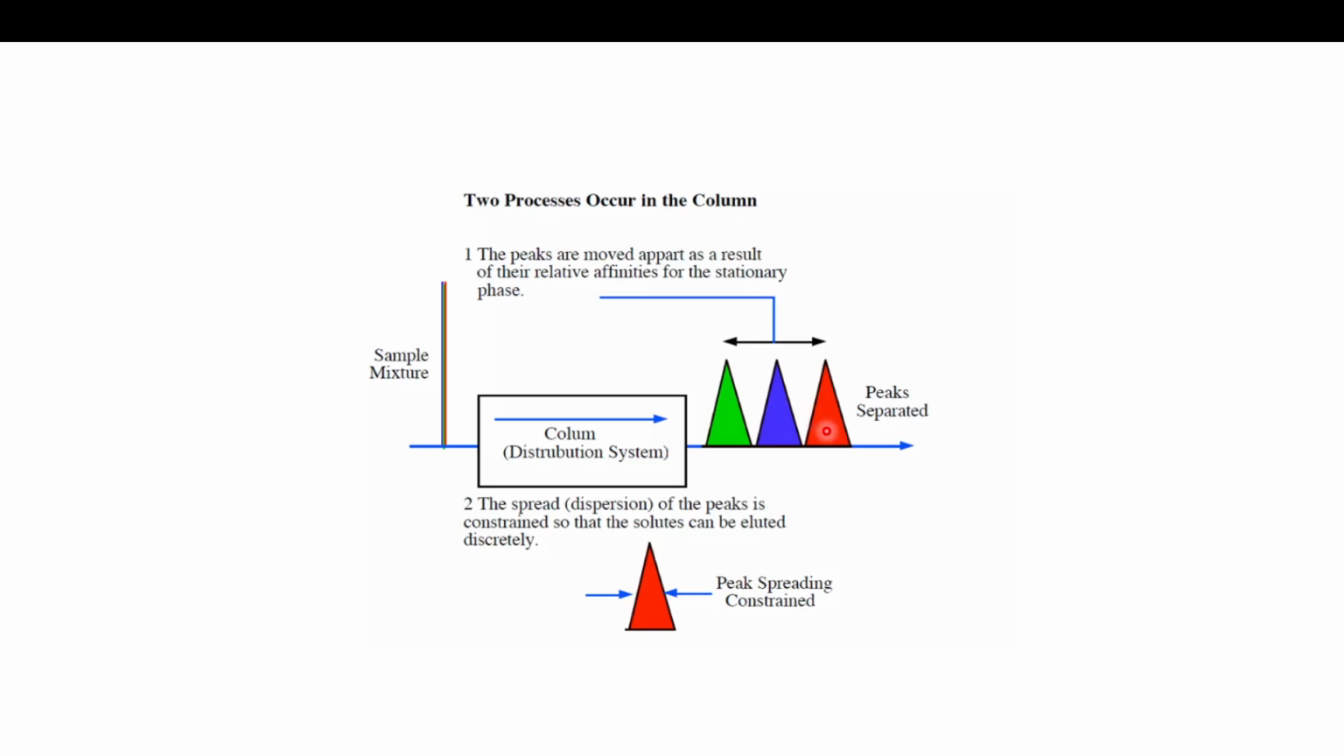So if this distribution is well resolved, then that means, suppose there are three components in the sample mixture, these three components have distinct affinities with the matrix. Or if there are overlapping peaks here, that means it is not getting properly separated out or properly resolved on that particular matrix in question. And the spread or dispersion of the peaks is constrained so that the solutes can be eluted discretely.